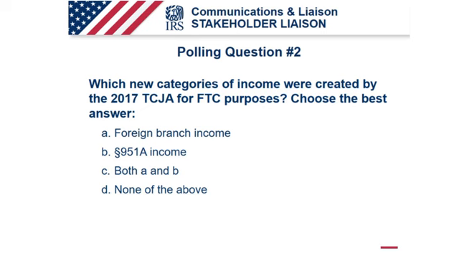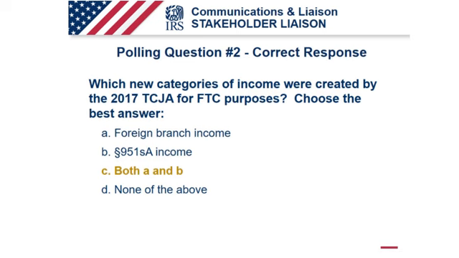Let me just read that again. I know everybody's on different browsers and this may take a minute to pop up for some users. So again, that polling question is, which new categories of income were created by the 2017 Tax Cuts and Jobs Act for foreign tax credit purposes? And hopefully those options are on your screen now. So take a moment, click the radio button that best answers the statement. I'll give you a few more seconds to make your selection. Okay, let's close the polling and we'll share the correct answer on the next slide.